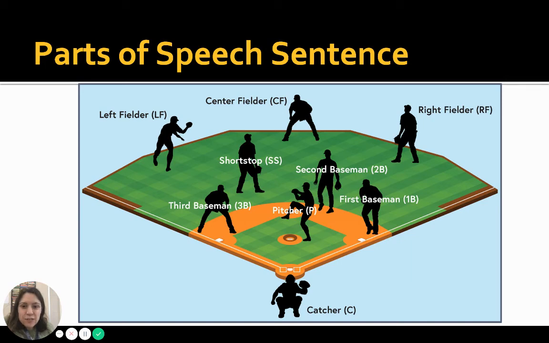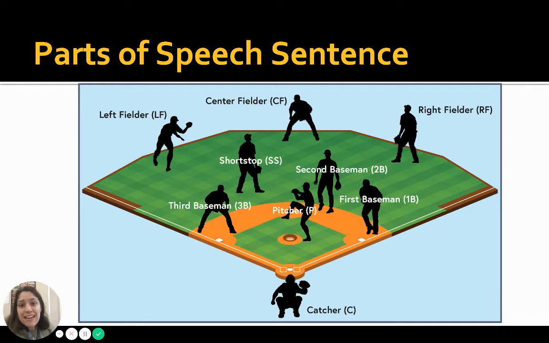Hi, guys. So today we are talking about parts of speech. I know we started talking about this earlier in the year. We did nouns and verbs, but Edpuzzle was a mess. So we are starting fresh.